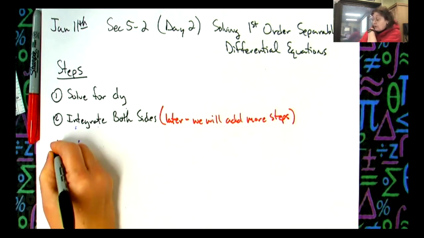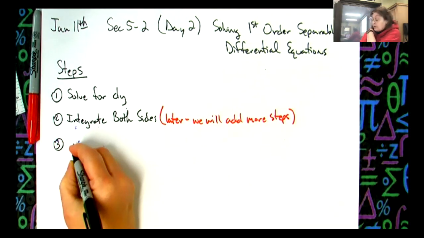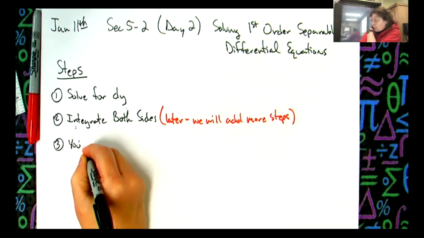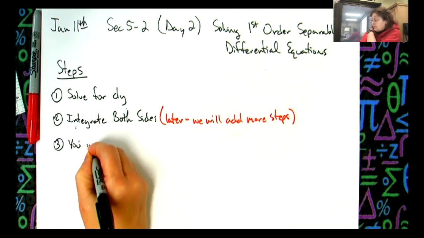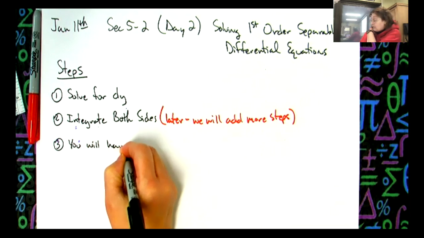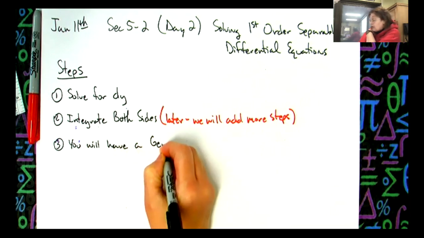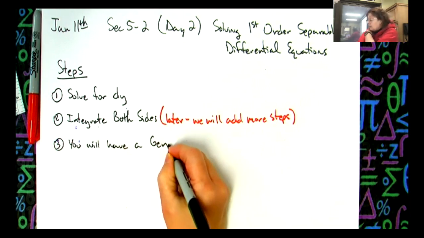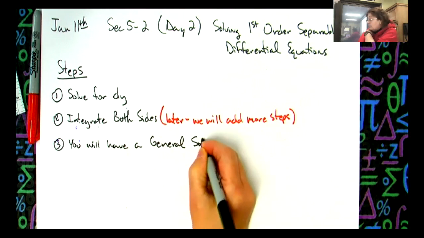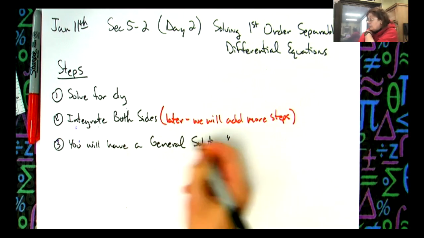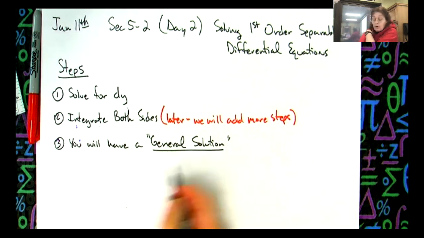Until then, our third step is you will have a general solution, because once I integrate both sides, I'm going to have a general solution. So there's our first part of our answer.